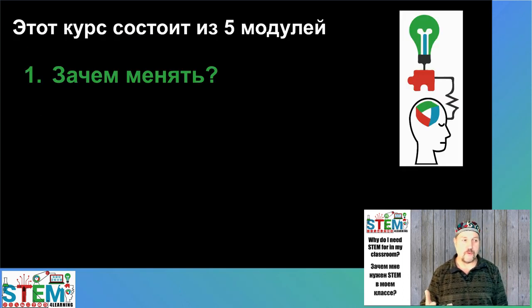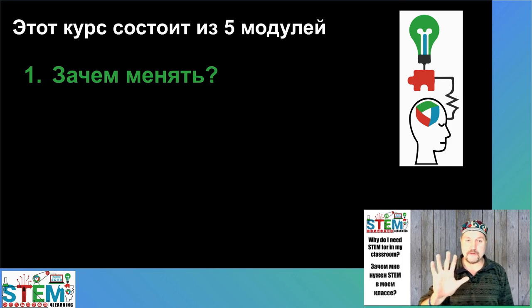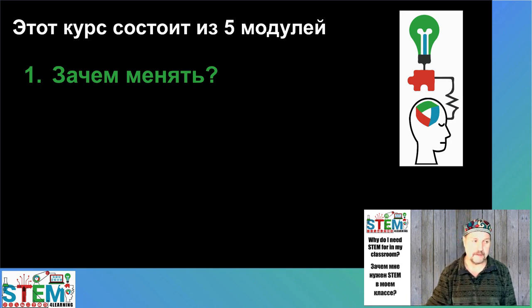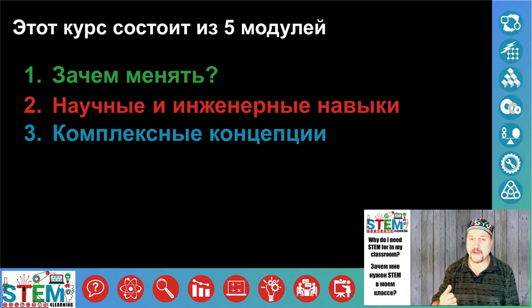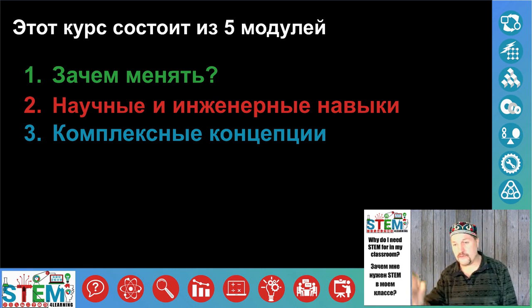Okay. And so this course is organized in 5 pieces, 5 modules. The first one that you can go to immediately after this, why do this? Kind of the research and the thinking behind it. Then explaining the science and engineering principles, the skills that students are going to need to have. Then we'll talk about the cross-cutting concepts. What is the thinking that connects all science, that makes me be a scientist?